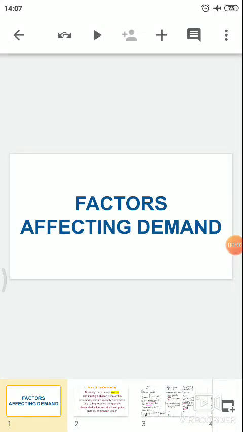Hello, children. Today we will start with another topic, that is factors affecting demand. So far, we have done the concept of demand and the types of demand. Now we will be doing factors affecting demand.